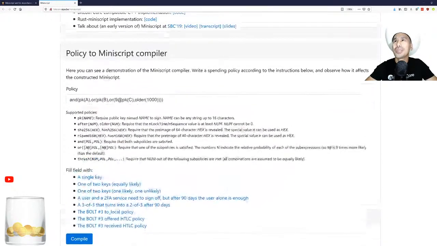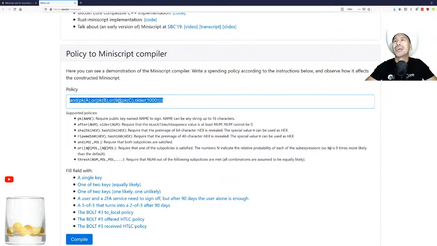So, for example, here's sort of like a smart contract that you can create. It's basically two conditions. So you need one public key, and one of these two conditions to be met: pub key B or pub key C, and it's older than 1,000. So some time has passed, you get pub key C or pub key B in addition to pub key A.